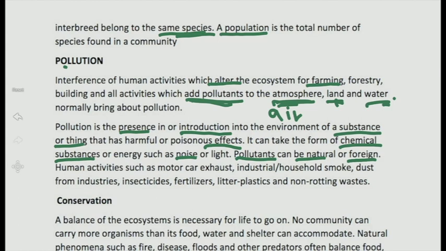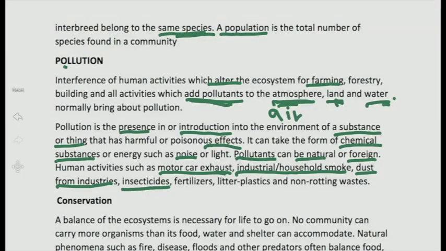Then human activities such as the motor car exhaust in environment will result in pollution of the air when you talk of the exhaust fumes. And then we have industrial or household smoke when we burn things, industrial or at home. This smoke again may pollute the air. It means that will be the air pollution again. And we may have dust from industries, which is also affecting the air. Therefore, it means we have air pollution.